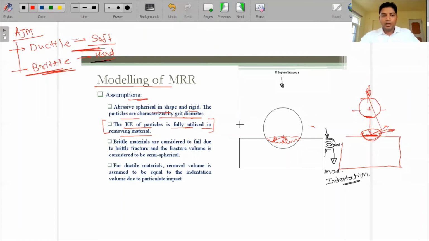Okay guys, the brittle material is considered to fail due to brittle fracture, and the fracture volume is considered to be a semi-sphere for the brittle one. For the ductile material, the removal volume is assumed to be equal to the indentation volume due to particle impact. That we will see in the next lecture. So up to this, I'm stopping for today's class.